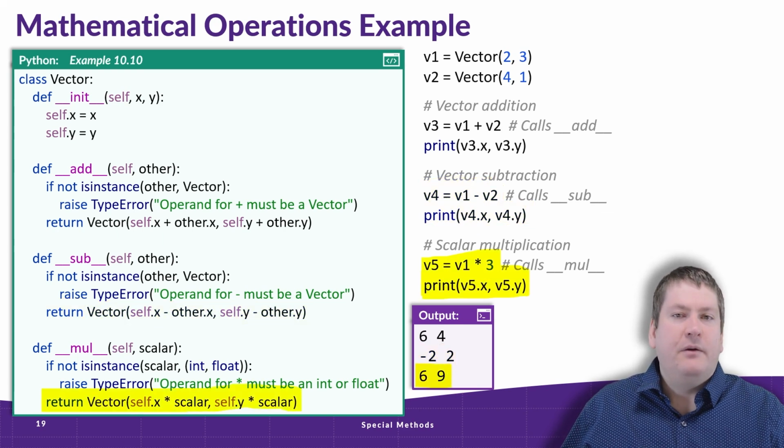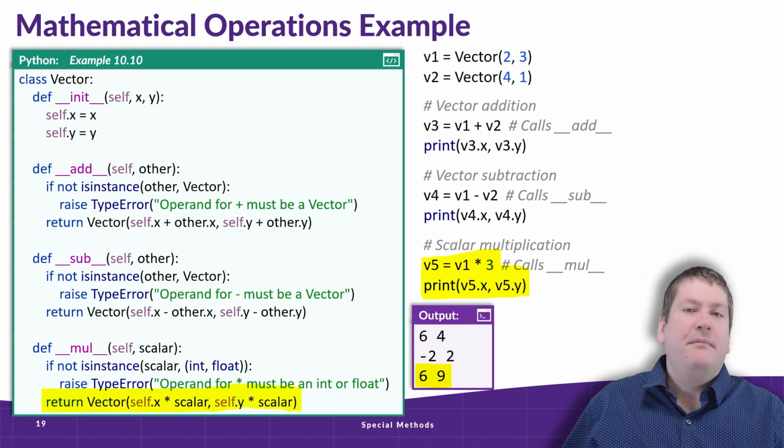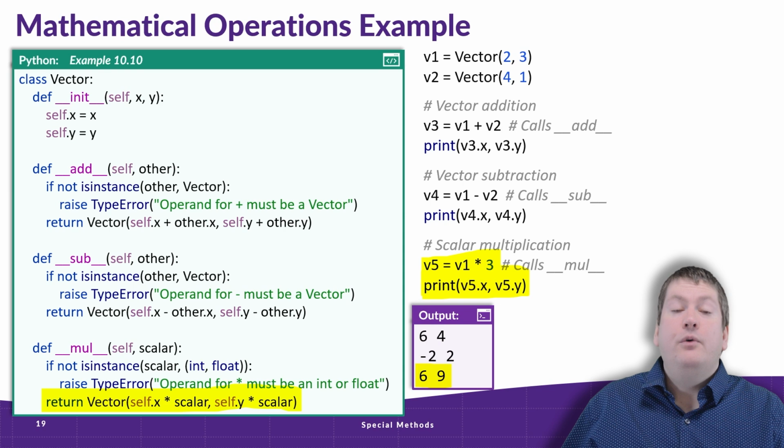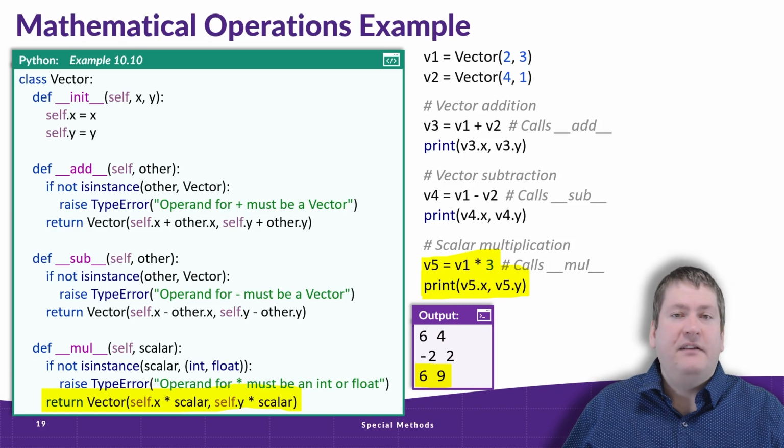Lastly, we do scalar multiplication. So here we're timesing vector 1 by an integer value that counts as an int. So we return a new vector that's a result of each coordinate being times by that scalar value, 3 in this case. And that results in 6 and 9 being output.